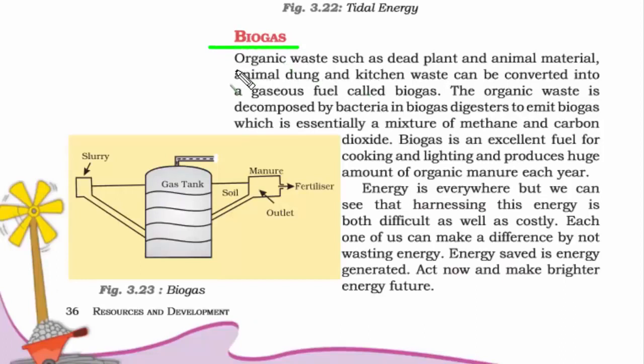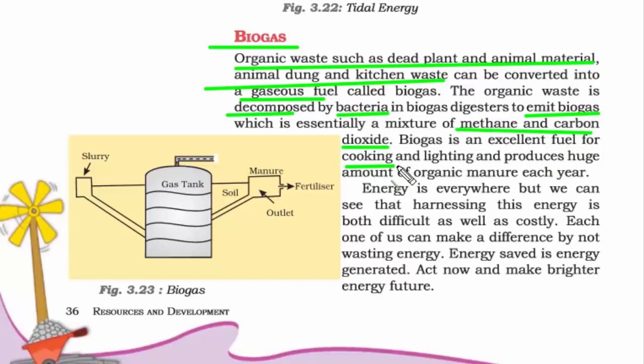And the last form of energy is biogas. Biogas is made out of organic waste such as dead plants and animal material, animal dung and kitchen waste. With the help of bacteria, we decompose the organic waste, so eventually biogas is emitted. It's a gas which is nothing but a mixture of methane and carbon dioxide. It is good for cooking and lighting. It also produces a high amount of organic manure, fertilizer for agricultural purposes.